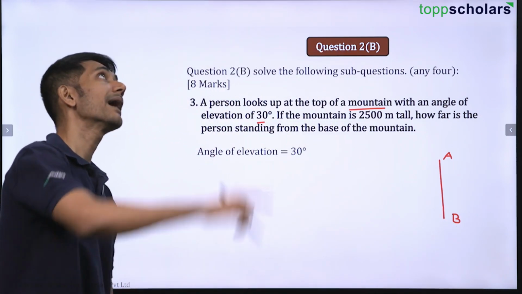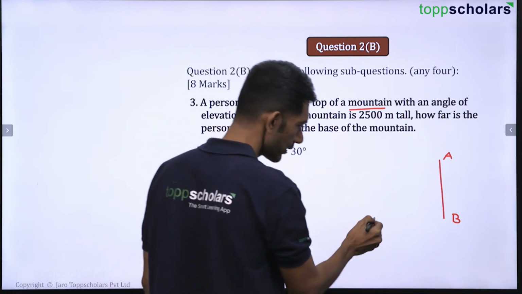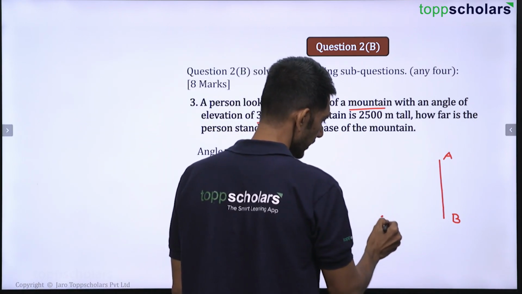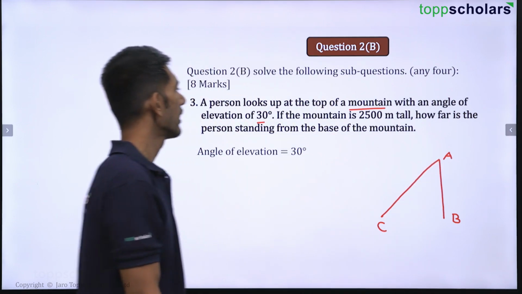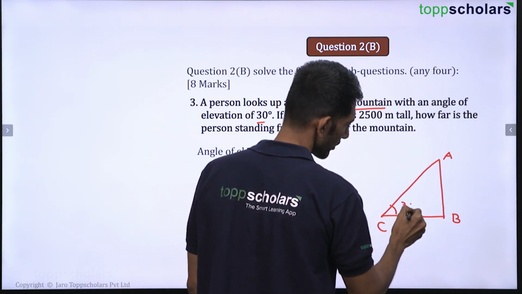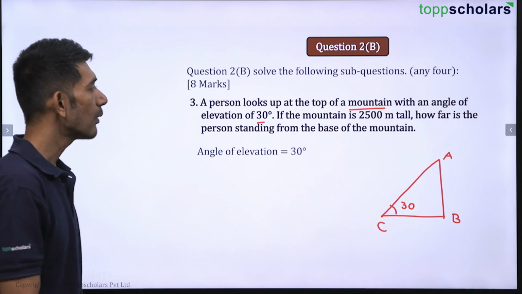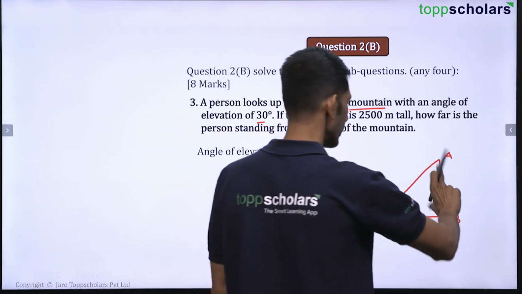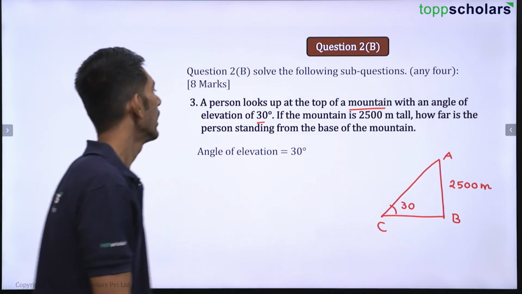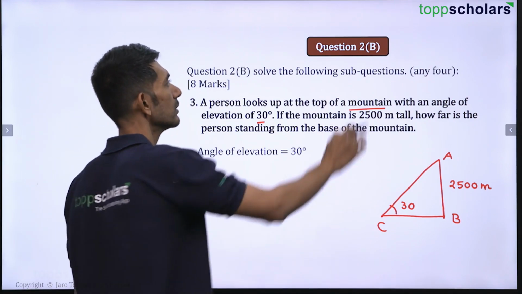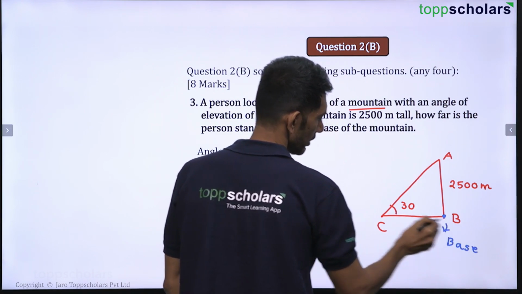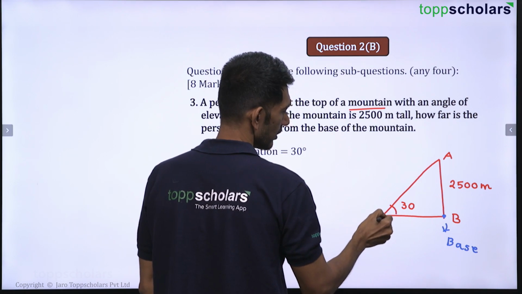and a person looks up at the top. So obviously the person is on the ground, right? The person is on the ground. Suppose the person is over here and is looking up at the top of the mountain, and the angle of elevation formed is 30 degrees. That means this angle C over here is 30. If the mountain is 2500 meters tall, so this mountain is 2500 meters tall, how far is the person standing from the base of the mountain? Now this point is the base of the mountain, right? This is the base of the mountain, and this is the position of the person.